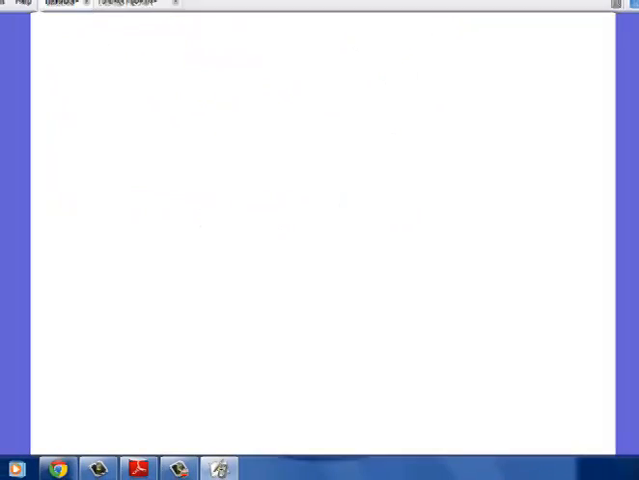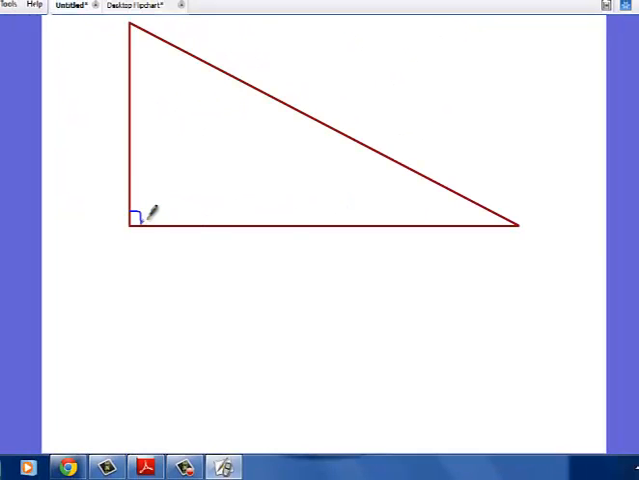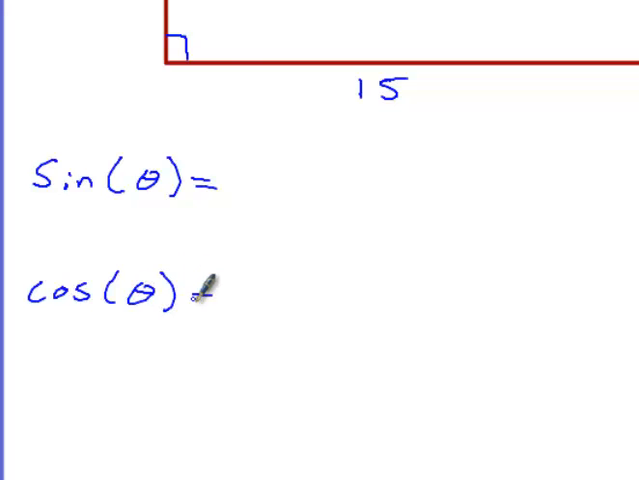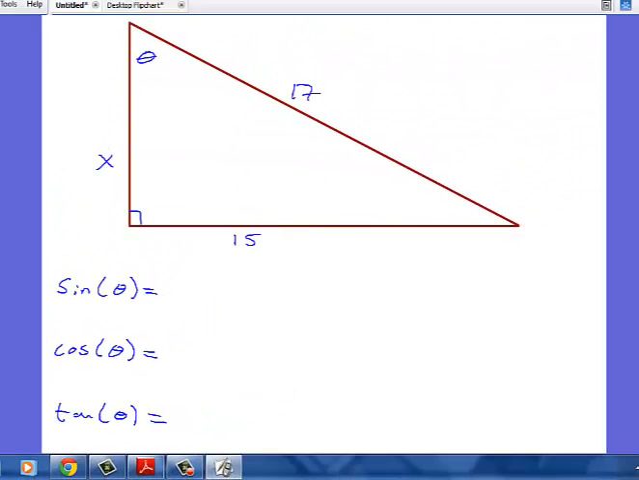So this is what you're going to actually be dealing with. If I give you this, and the question asks, what are the 6 basic trig functions for theta? What that really means is they want you to find the sine of theta, cosine of theta, tangent of theta. Everybody okay with those 3, right? Theta is like x. It just stands for an unknown angle. So sine, cosine, and tangent are functions.